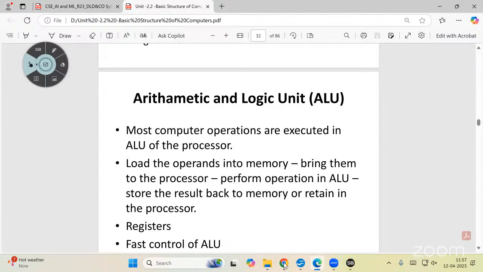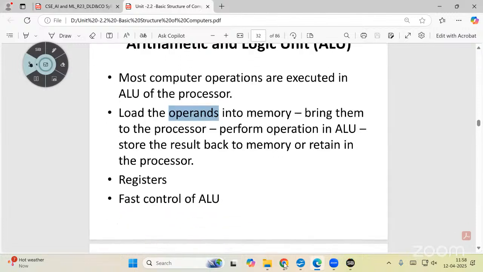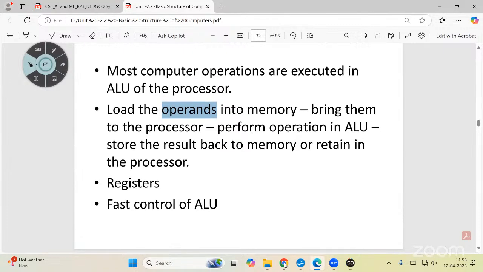ఆ హార్డ్వేర్ లేకుండా we can't run the program. Okay, that can perform all arithmetic operations. That is addition, subtraction, multiplication, division, and the logical operations AND, OR, NOT, NAND, XOR, XNOR, and some shifting operations. That is shift left, shift right, rotate left, rotate right.